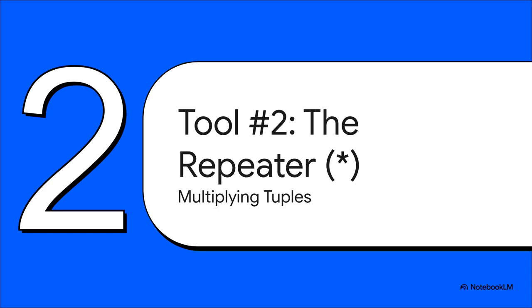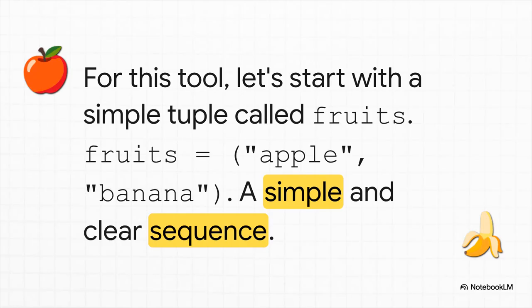Easy, right? Now for our second tool. We'll call it the repeater. Its symbol is the asterisk, the multiplication sign. And it does exactly what it sounds like. It repeats a tuple's contents. For this one, we'll start with this really simple tuple called fruits. It just contains apple and banana. A nice, simple sequence we can work with.